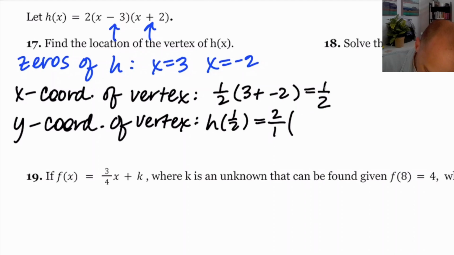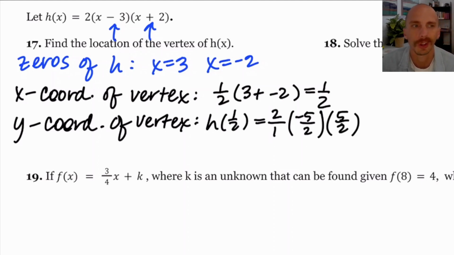A half minus 3 is negative 2.5. That's negative 5 over 2. And x plus 2, a half plus 2, that's positive 2.5. That's also going to be 5 halves. You may have noticed that it's kind of multiplying the same thing there, and that's not a coincidence, but that's not really what we're talking about here today.